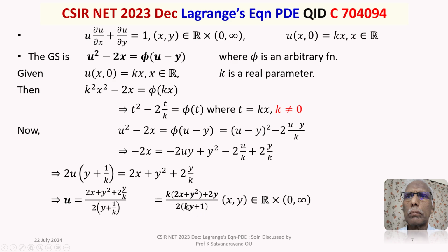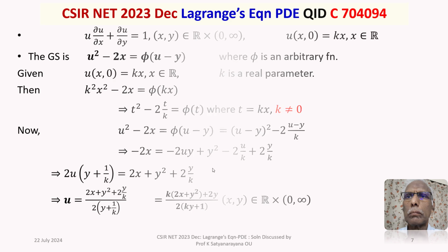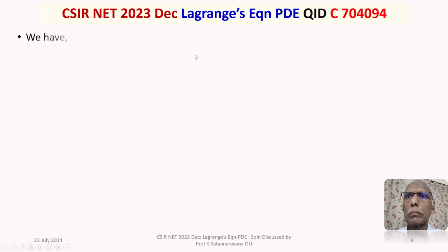Now remember here, so you got u in terms of k, but here you have to remember k is not 0. That is what you have to remember. So now let's discuss further in the next slide. So that's what we have.